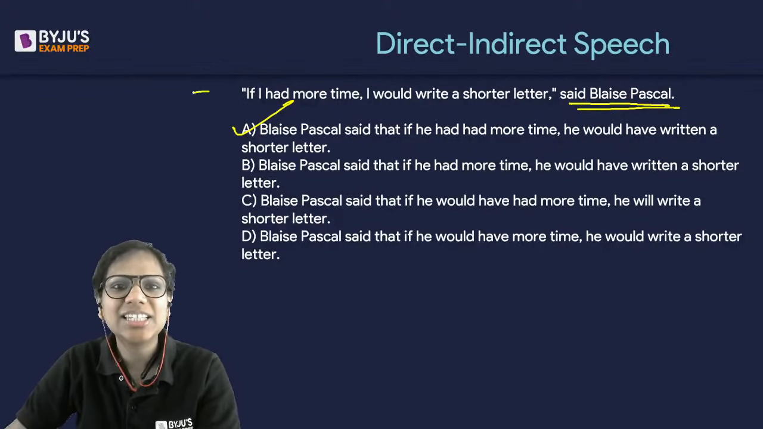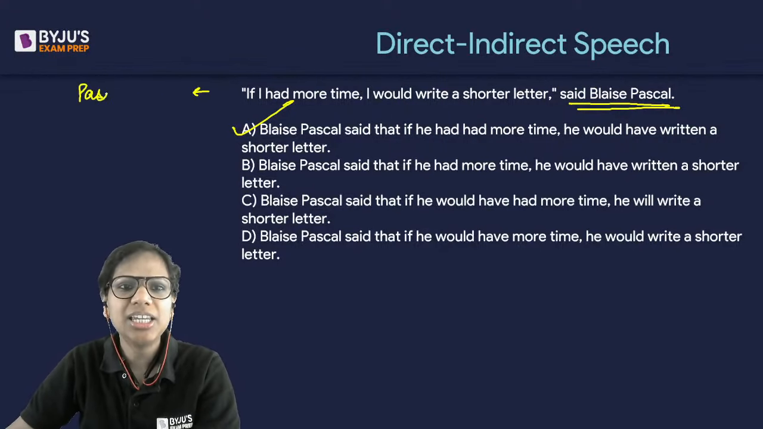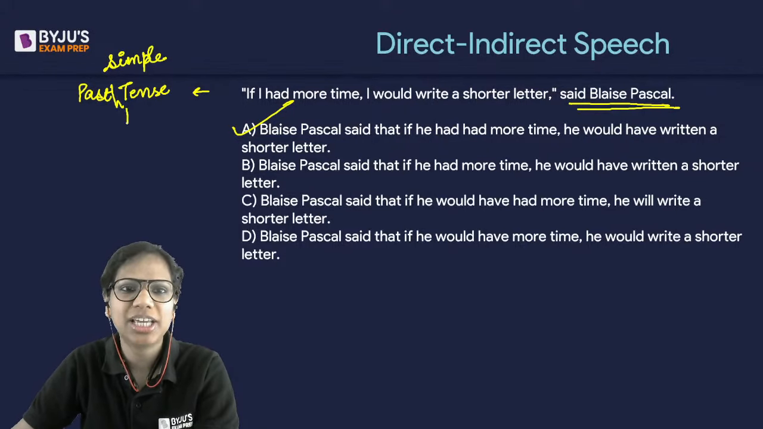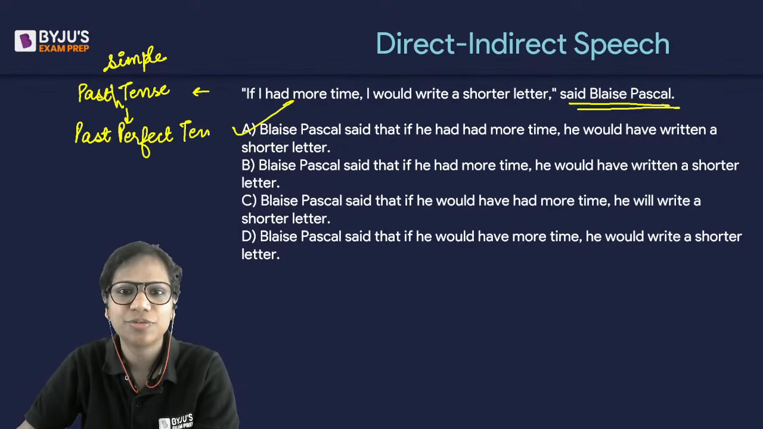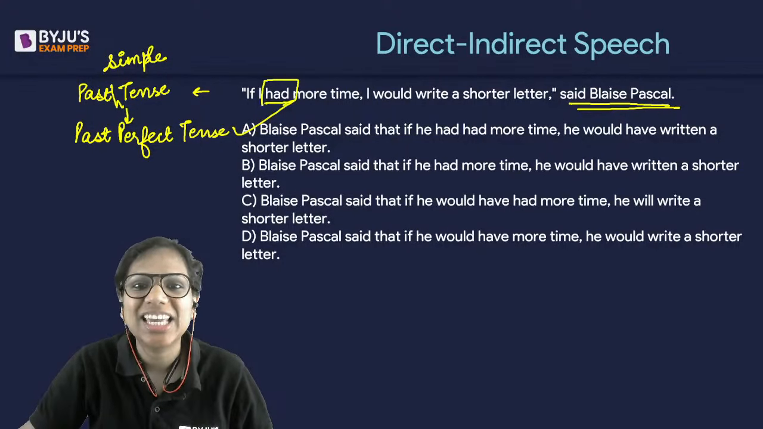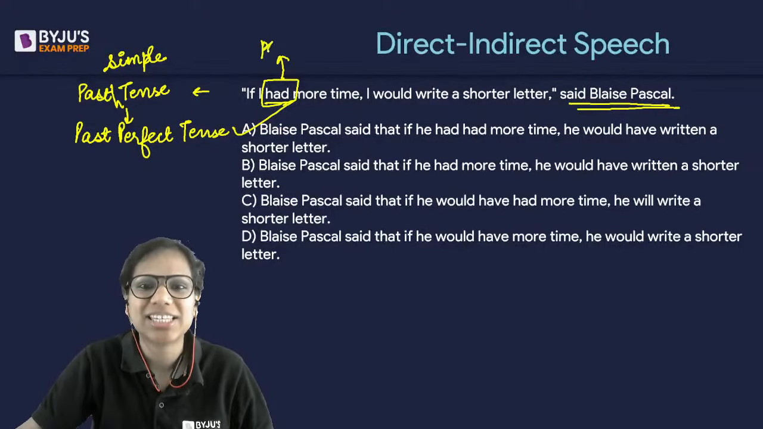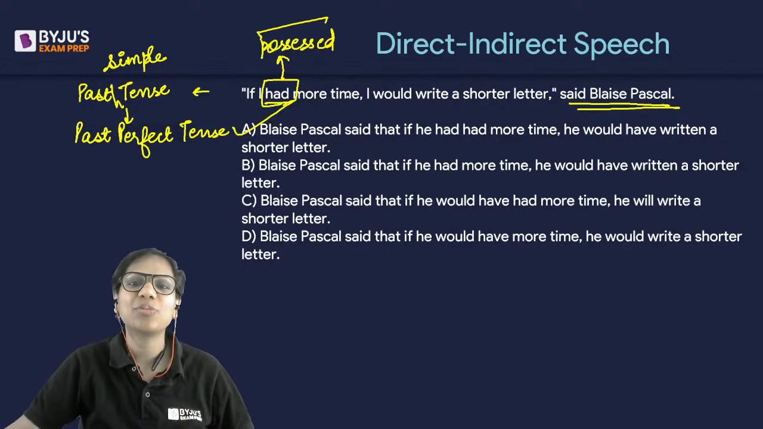So see this. The simple rule that you had to follow here was that in indirect speech, when you convert something from direct speech to indirect speech, the past simple tense changes to past perfect tense, right? So here we had past simple tense. Here had does not symbolize the perfect tense. It means if I possessed, simply substitute it with possessed. If I possessed more time, simple past, possessed.